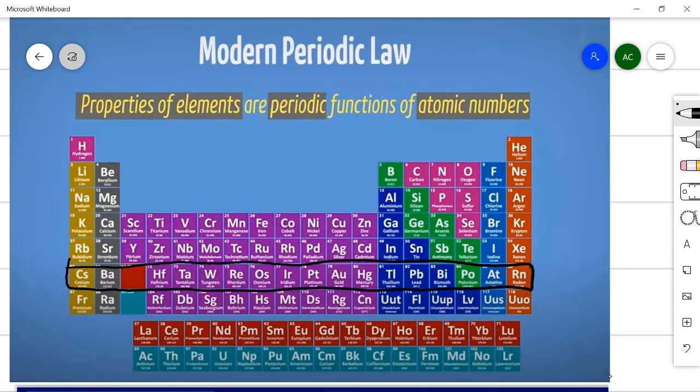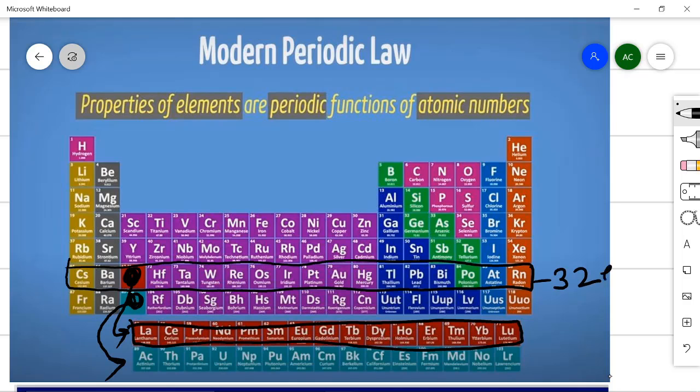This is the sixth period. You have to remember that this is also the sixth period. This is part of the sixth period which is here. So this part is included here. So the sixth period, and this is part of the seventh period, which is here, the actinide series. So the sixth period contains how many? It contains 32 elements, and it is the longest period. The sixth one was the longest.